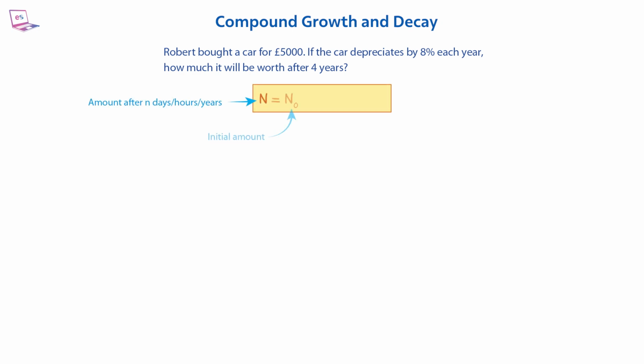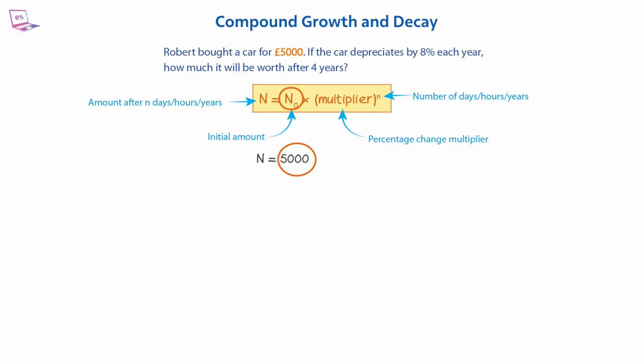Now, let's try replacing the formula with the values in the problem statement. A equals £5,000 and n equals 4. The problem states that the car depreciates by 8% each year. Therefore, it is a decay and percentage decrease.